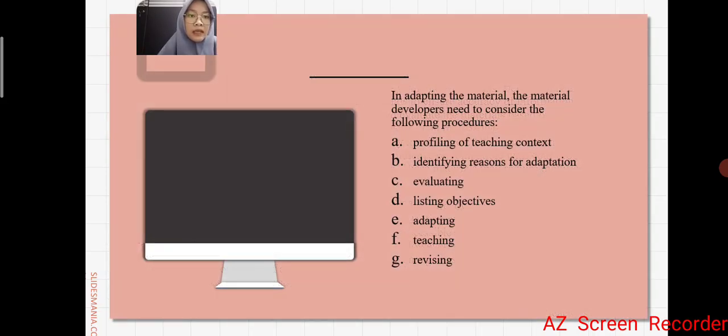In adapting the material, developers need to consider the following procedures: profiling of teaching context, identifying reasons for adaptation, evaluating, listing objectives, adapting, teaching, revising.